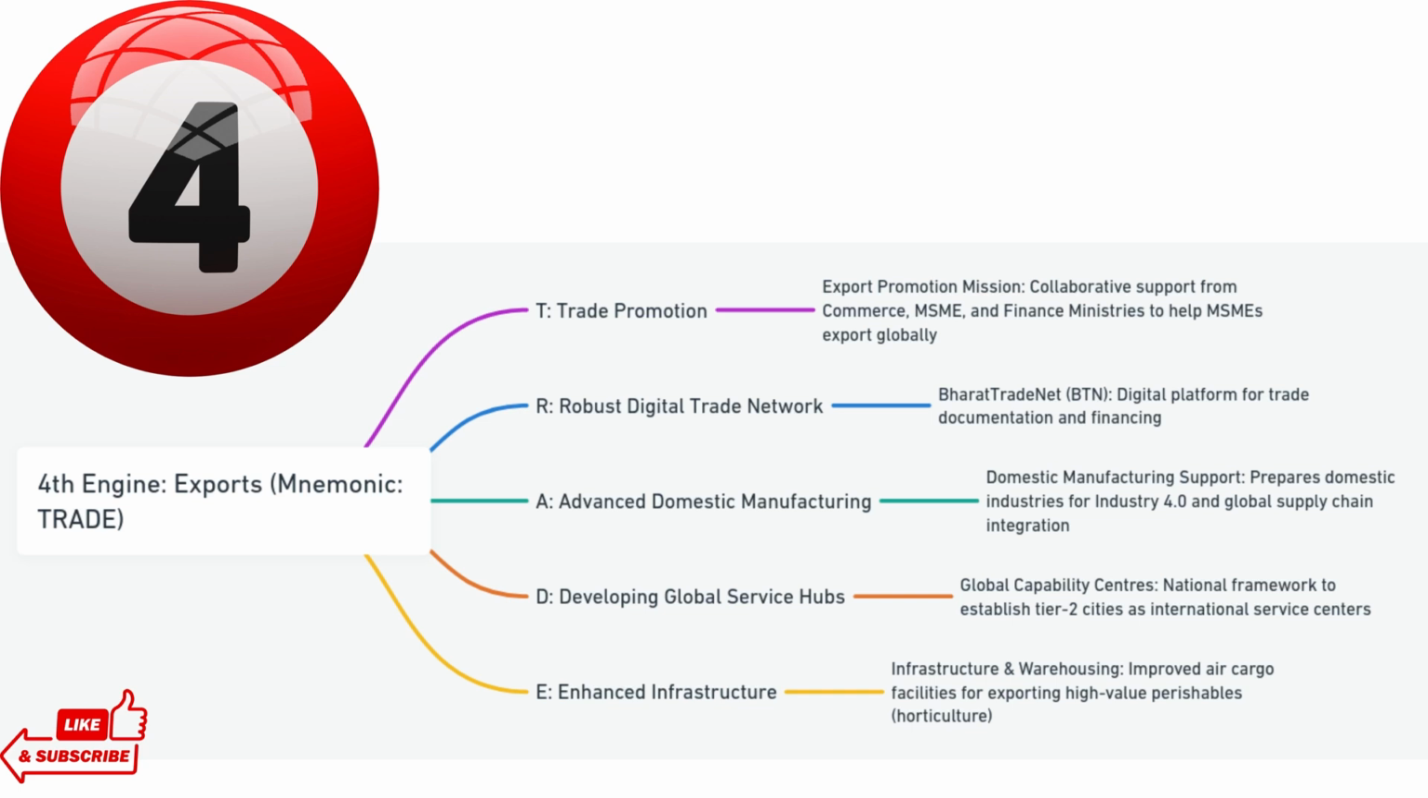E. Enhanced infrastructure. The government is improving air cargo and warehousing infrastructure to export high-value perishable goods like fruits, vegetables, and horticultural products. With better cold storage and faster transport facilities, India will tap into the global demand for fresh produce. दोस्तों, imagine Indian mangoes, spices, and flowers reaching international markets fresh and in record time. ये है इस plan का aim.